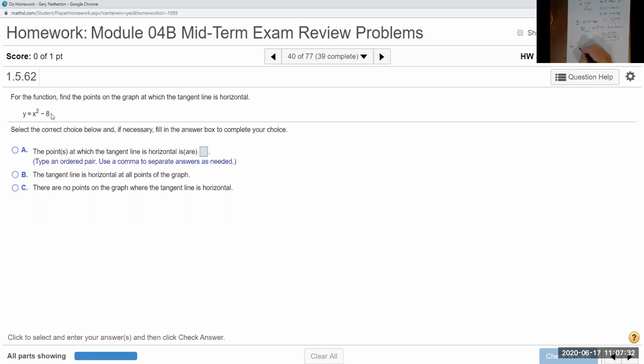So our equation is y equals x squared minus 8. And we're looking for the points where tangent lines are horizontal.